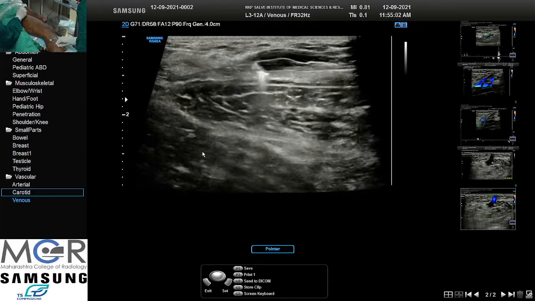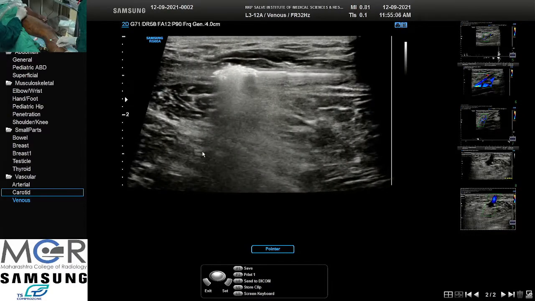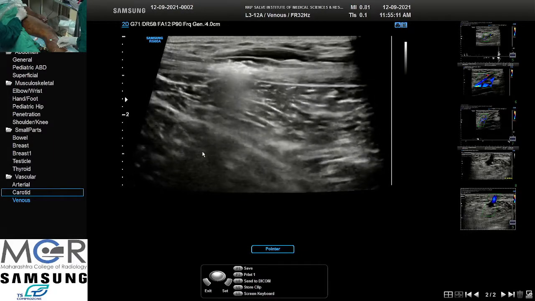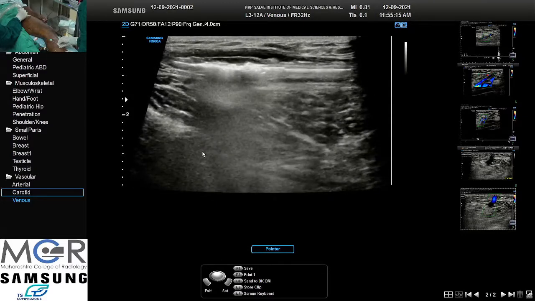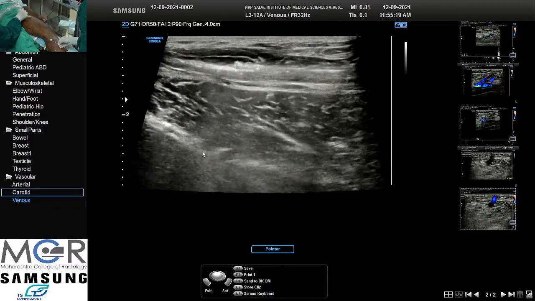So we can see it is getting fired. You can see some bubbles developing there. Along with that, we also apply some pressure with the probe, so that it gets more approximated. Yes, it gets approximated.